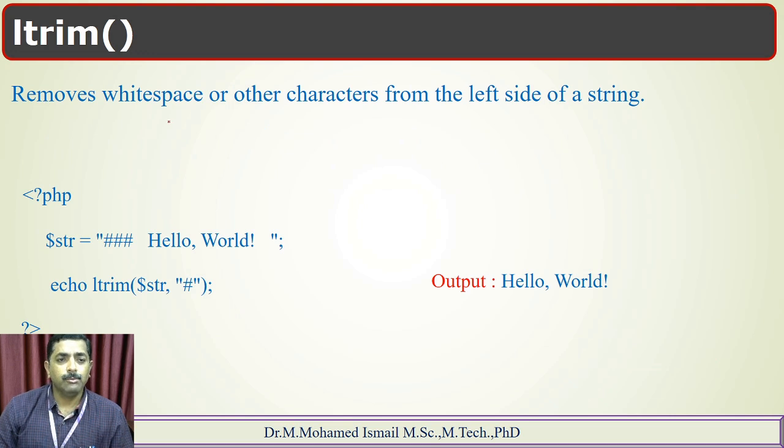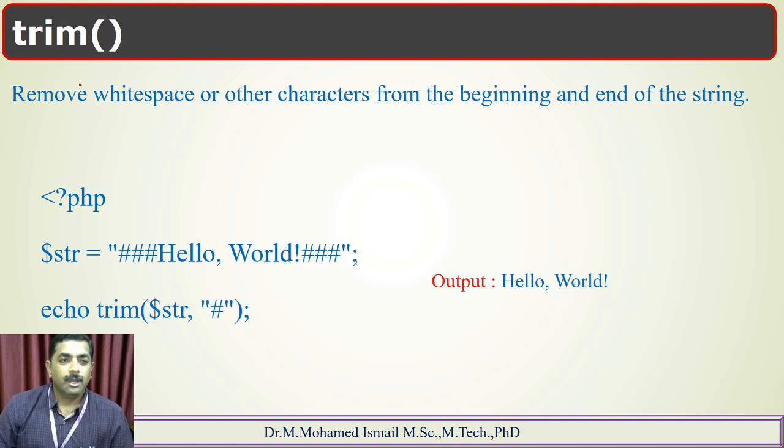Ltrim removes white spaces or other characters from the left side of the string. Here I am giving some special characters and also some white spaces. Using the ltrim function on the string, I am mentioning here to remove these special characters also. So it removed both the white spaces as well as these special characters. Finally, it prints hello world. I am just printing it.